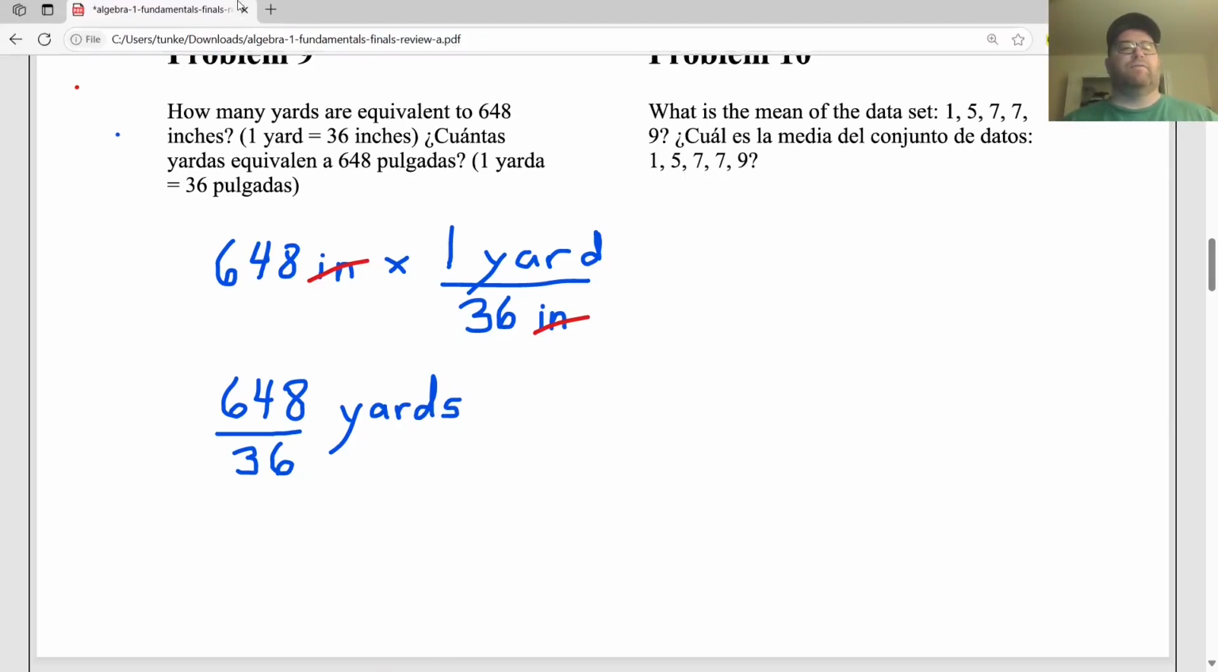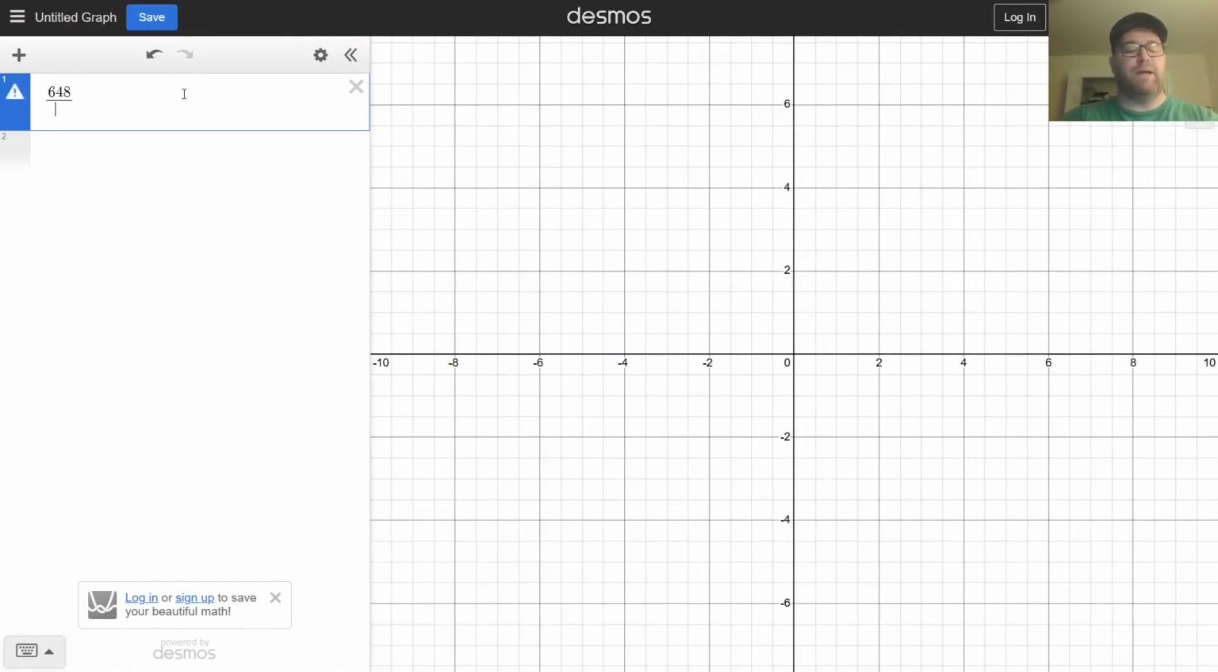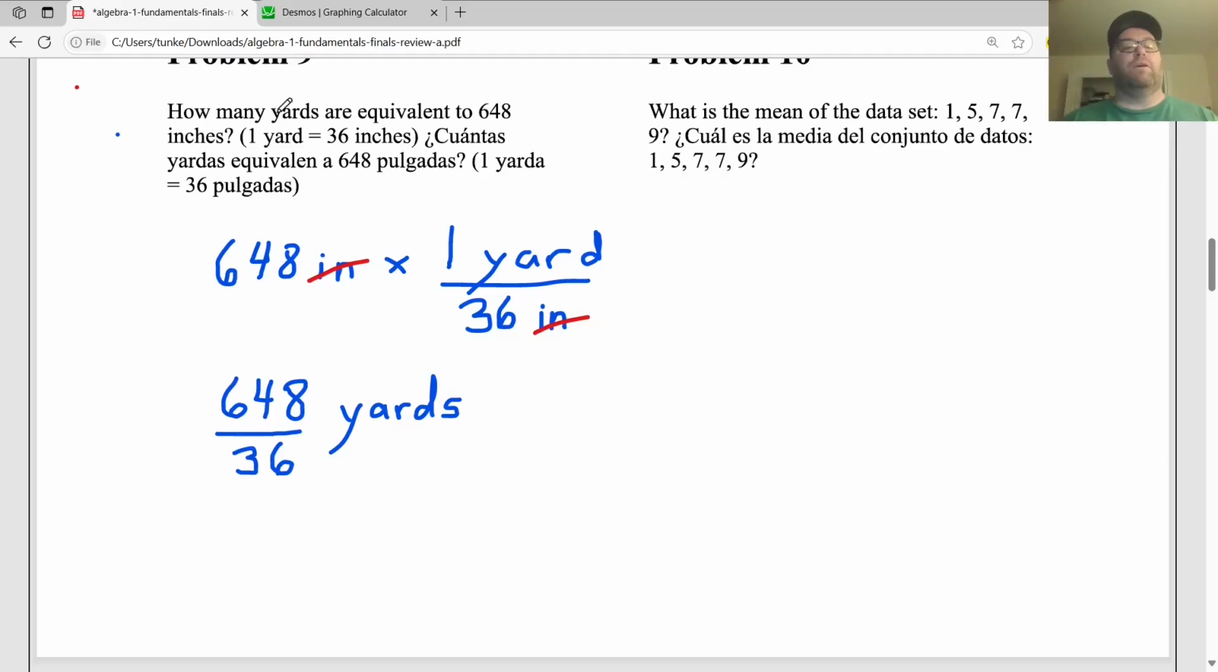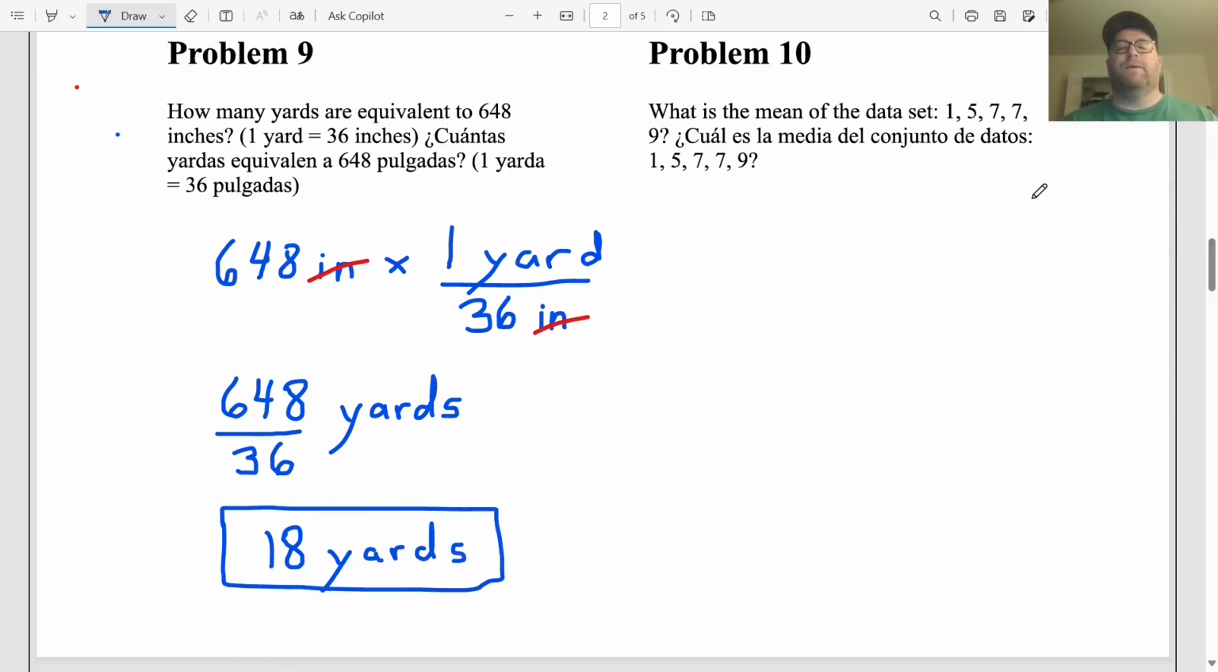So let's figure that out in Desmos. We've got 648, and we're going to divide by 36, and that's going to give us 18 yards. So our solution here is going to be 18 yards. All right, sweet. Okay, next one.